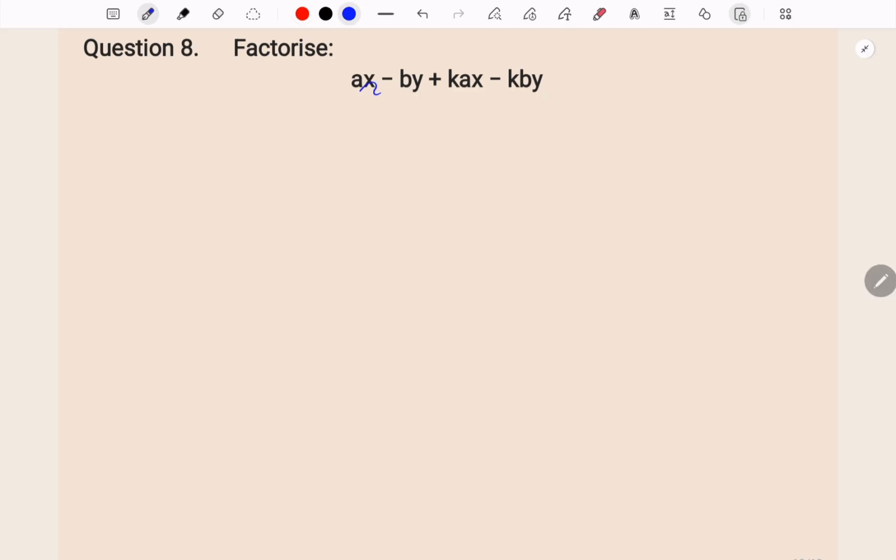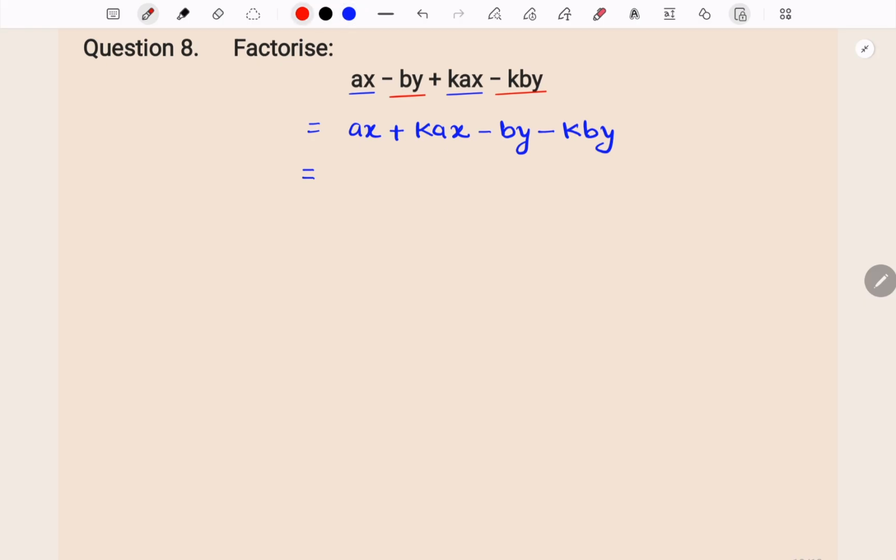Here we have ax and kax. These are the like terms, and here we have negative by and negative kby. So these are also like terms. So let's group the like terms together. We have ax plus kax and negative by and negative kby. Okay, so I have already grouped the like terms together. Now let's see how we can solve this.